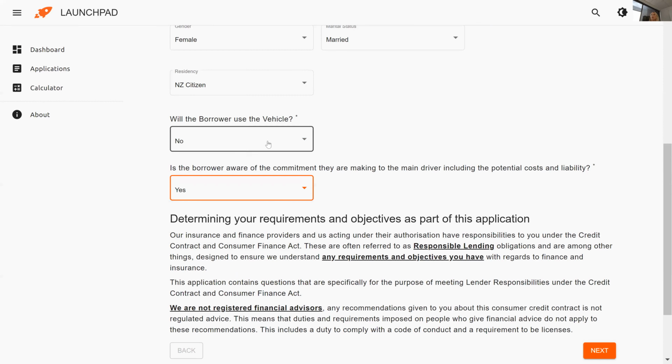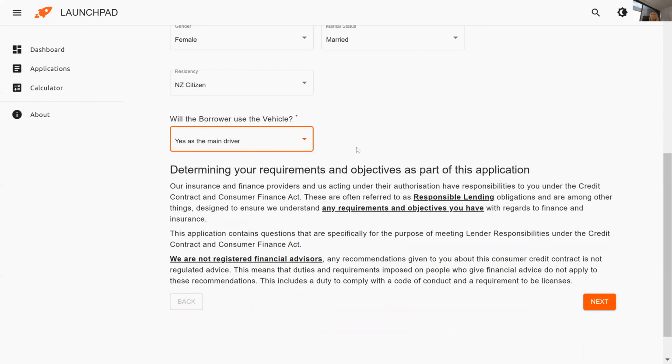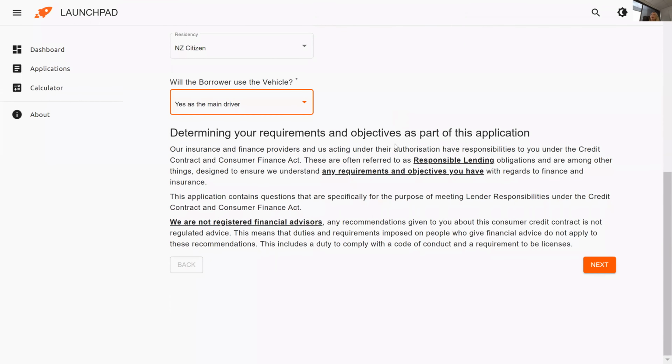So most of the time, these will be main driver, okay? And basically just saying that they're determining the requirements and objectives as part of the application. They know what they're looking into. We're not financial advisors. Yeah, so, but basically we just want them to know this piece. Next.